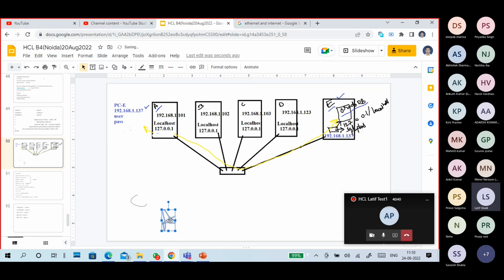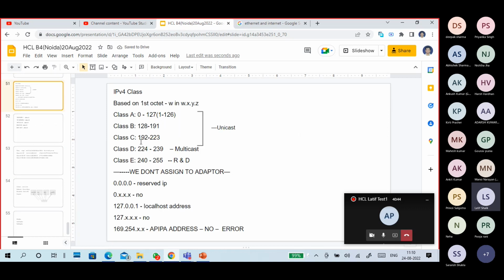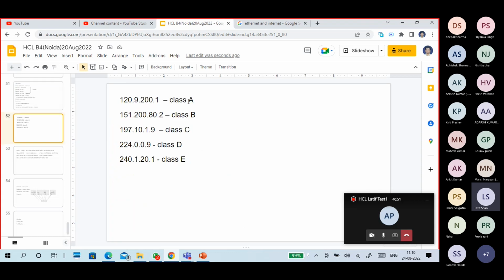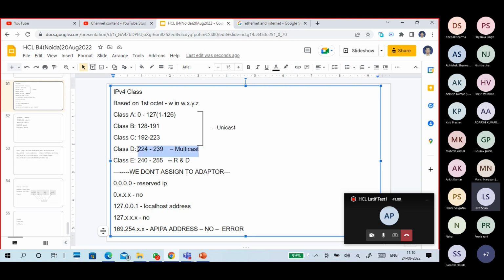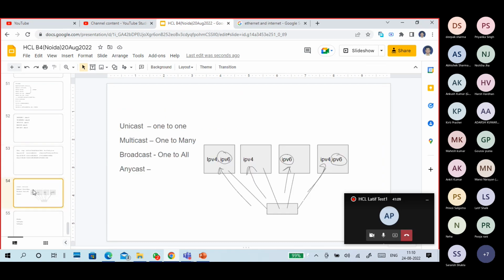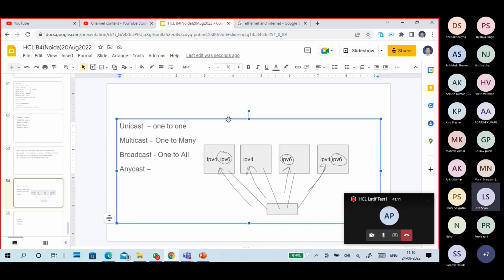One-to-one communication is unicast. So Class A, Class B, and Class C are unicast IP addresses. If you are using a Class A IP address, you can communicate to one PC only. If you want to communicate to multiple PCs, then for that protocol we have to use a multicast IP address.